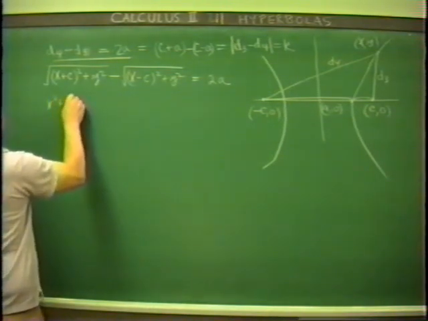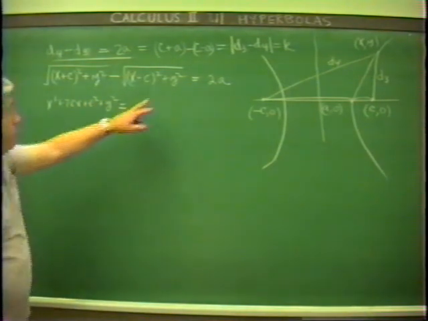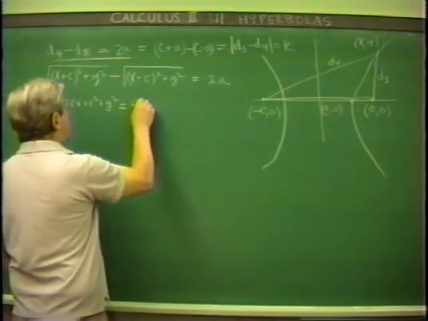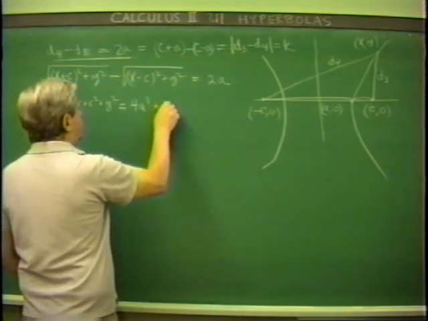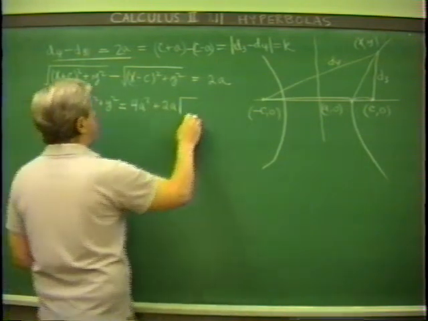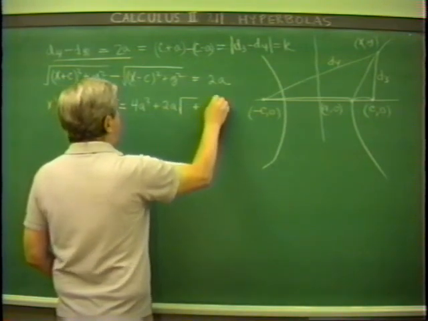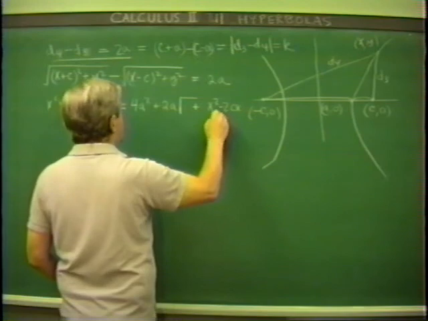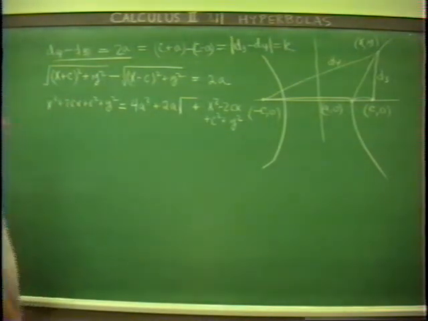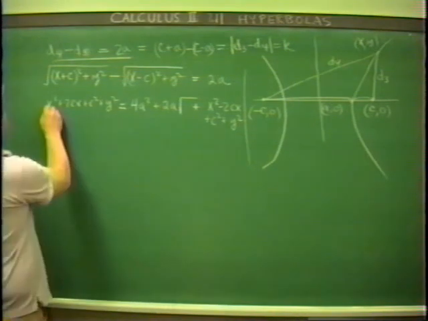Okay, what we want to do is bring this to the other side of this equation and square both sides so we get this in a better form. When we do that, we're going to get x squared plus 2cx plus c squared plus y squared is equal to, now we've got this positive on this side of the equation, so when we square this, we're going to get 4a squared plus 4a times the square root, plus the quantity inside here squared, which is going to be x squared minus 2cx plus c squared plus y squared.